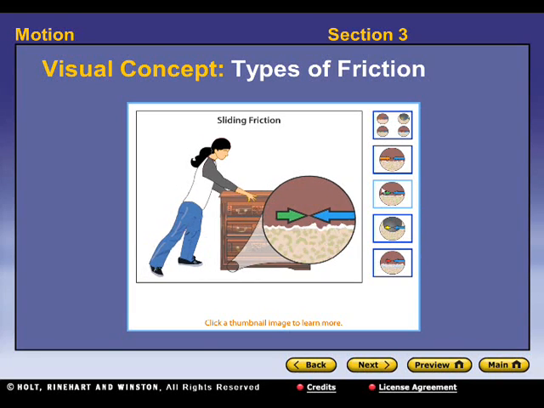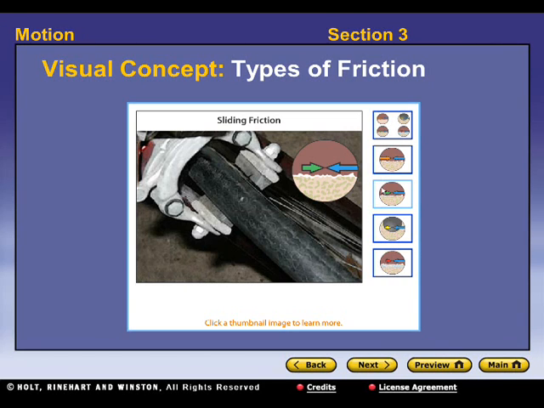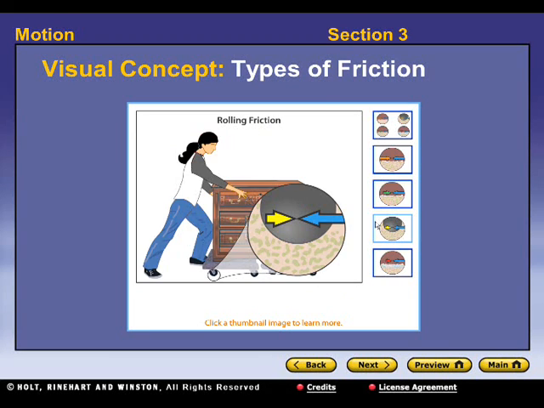Sliding friction occurs when you push a large, heavy object across the floor. Sliding friction is highly effective at opposing the movement of objects. Brake systems, such as the one on this bicycle, frequently use sliding friction to slow things down.